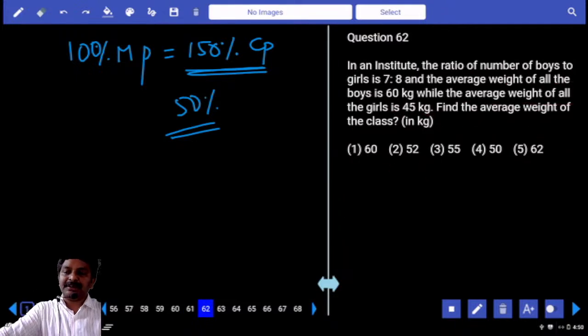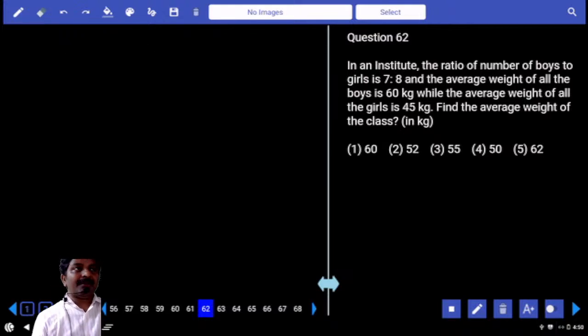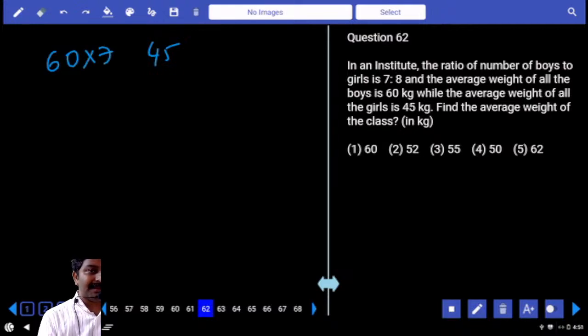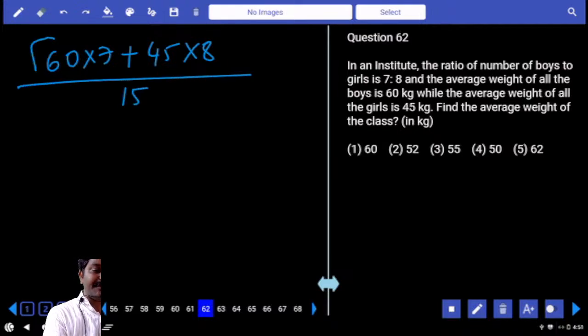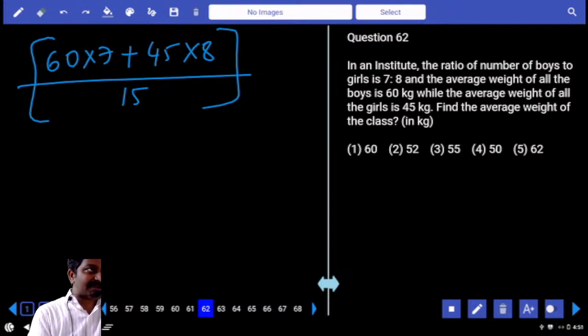In an institute, the ratio of number of boys to girls is 7:8. Average weight of all the boys is 60 and average weight of all the girls is 45. Find the average weight of the class. Now if you want to solve it, boys average is 60, girls average is 45. Number of boys, assume there are 7. Girls, there are 8. Total sum is this much. We were asked to calculate average by 15. Calculate this, you will get your answer.